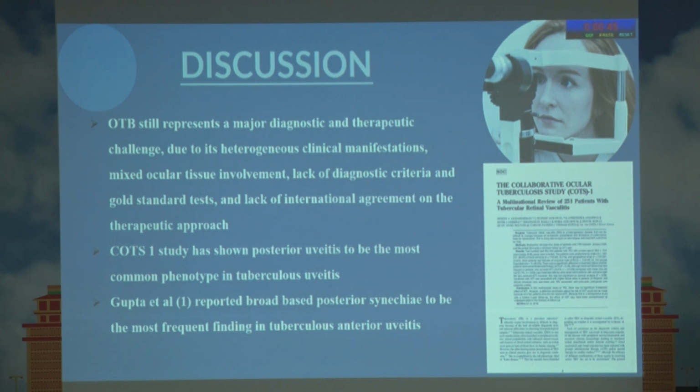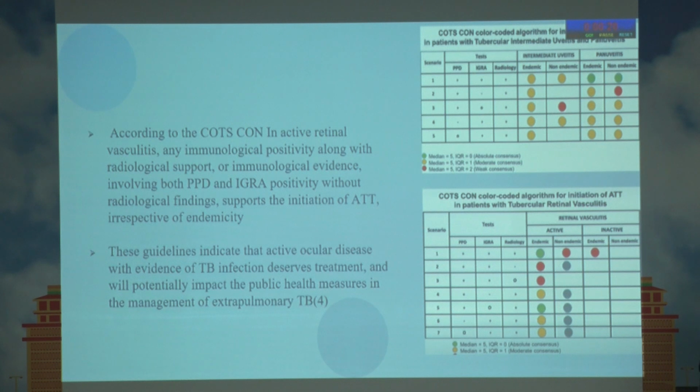Ocular tuberculosis represents a major diagnostic and therapeutic challenge due to its heterogeneous clinical manifestations, mixed ocular tissue involvement, and lack of diagnostic criteria and gold standard tests. The Collaborative Ocular Tuberculosis Study 1 has shown posterior uveitis to be the most common phenotype in tuberculous uveitis. Gupta et al. reported broad-based posterior synechiae to be the most frequent finding in tuberculous anterior uveitis. According to COTS, in active retinal vasculitis, any immunological positivity along with radiological support, or immunological evidence involving both PPD and IGRA positivity without radiological findings, supports the initiation of ATT irrespective of the endemicity. These guidelines indicate that active ocular disease with evidence of TB infection deserves treatment and will potentially impact the public health measures in the management of extrapulmonary tuberculosis.